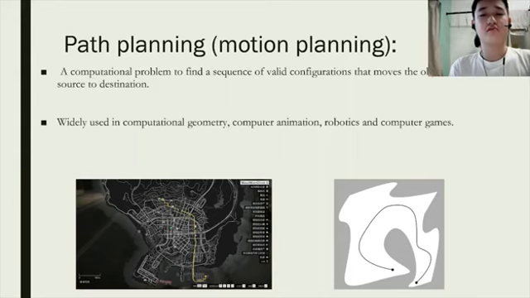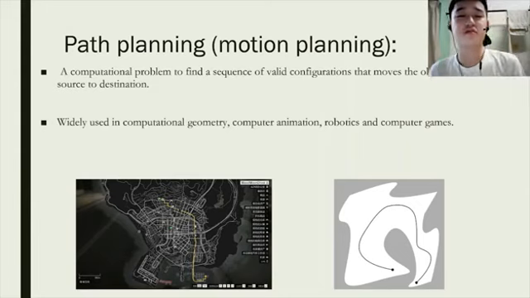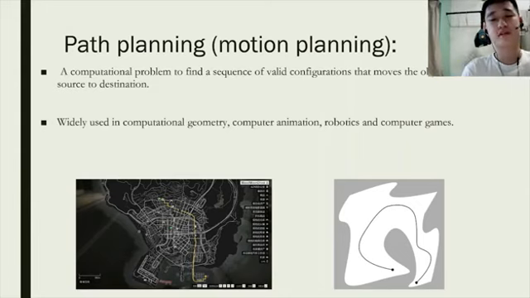Path planning is a computational problem of finding a sequence of valid configurations which can help move an object from the starting point to the destination, like the metro system in many cities, which provides many choices for people to get to the place they want. So path planning is widely used in computational geometry, computer animation, and computer gaming, etc. And this is some example of path planning in video games.